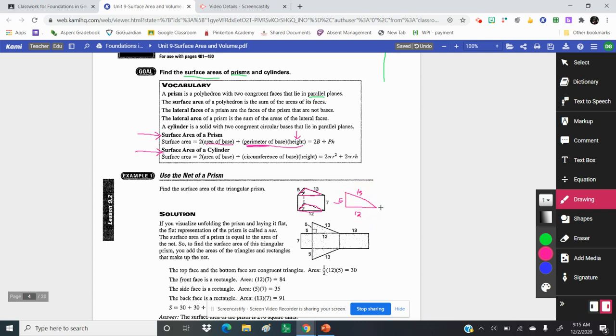So the first thing you have to do is find the area of this. Remember, you have to go back to your last chapter, so it's good to have those formulas handy. The area of a triangle is 1/2 base times height. So here's my base, here's my height, and I'm going to multiply those together. So area is going to be 1/2 times 5 times 12. I'll do it over here.